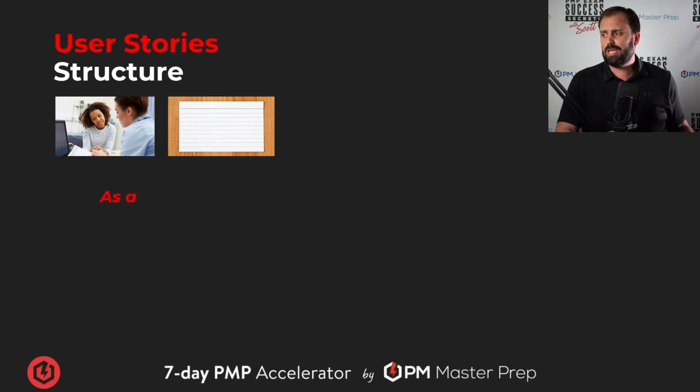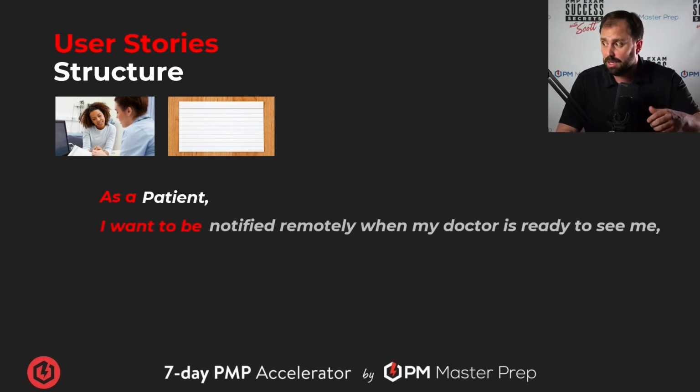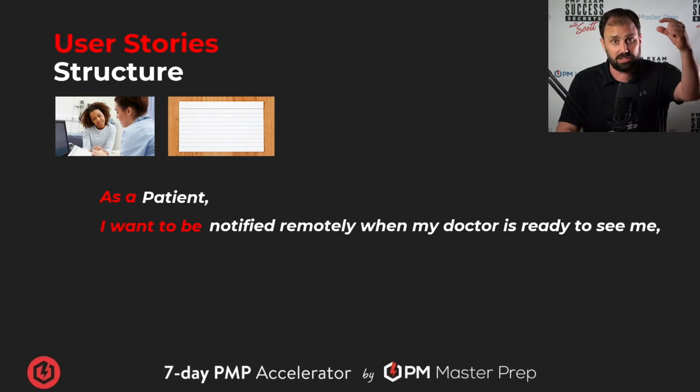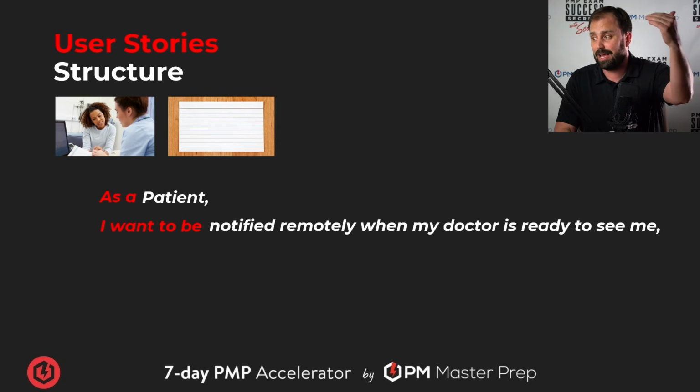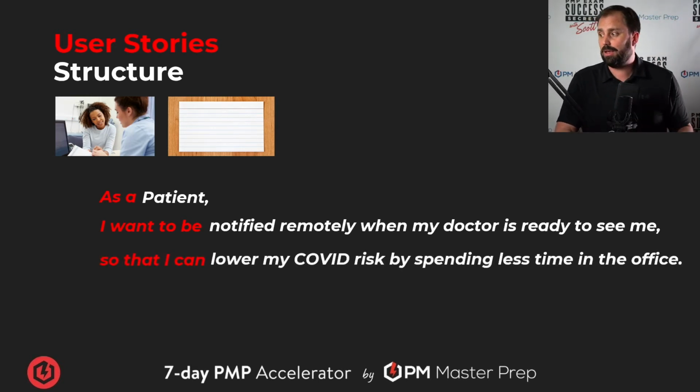And so let's go deeper into the structure. Let's break it down. As a blank patient. So that's who we're talking about. I want to be notified remotely when my doctor's ready to see me. So to see the structure: as a blank, I want to be blank, so that I can lower my COVID risk by spending less time in the office. All those things go together so that it flows in a user story.